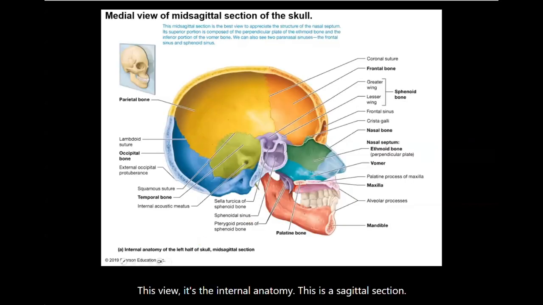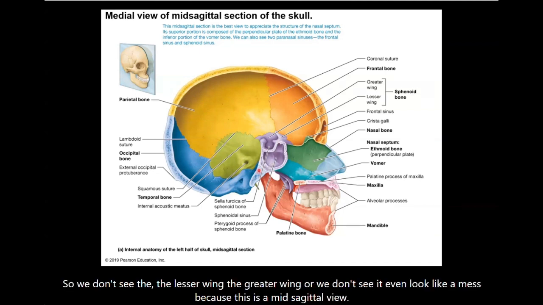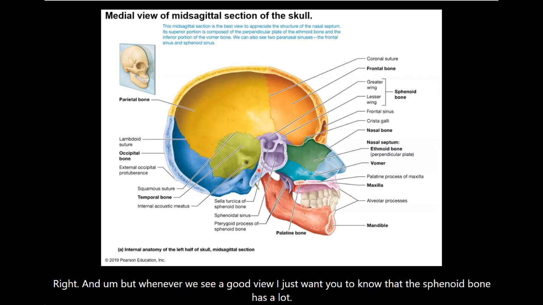This view, it's the internal anatomy. This is a mid-sagittal section. We can see the frontal, parietal, occipital, temporal. And then here we have the sphenoid bone. And then we know that the sphenoid bone is here, but it's mid-sagittal, so we don't see the lesser wing, the greater wing, or we don't even see it look like a bat, because this is a mid-sagittal view, right?